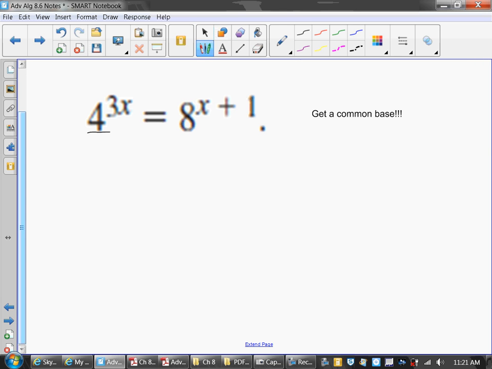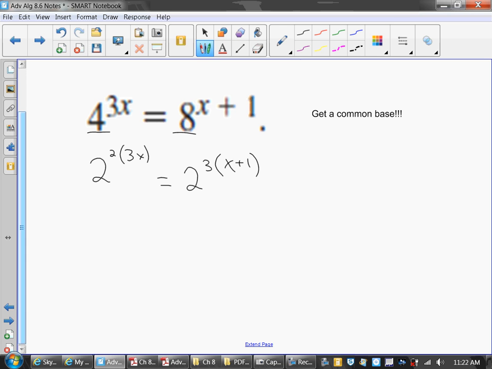So how do you get a common base between a 4 and an 8? Remember, what I'm dealing with bases here, I want to have a base to an exponent, all right? Rewrite 4 with the same base as an 8. 4 is the same thing as what? 2 squared. So this is the same thing as saying 2 squared times 3x equals 2 cubed times x plus 1. Everybody see that?